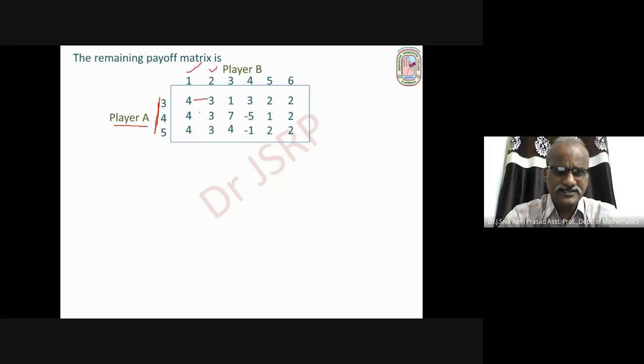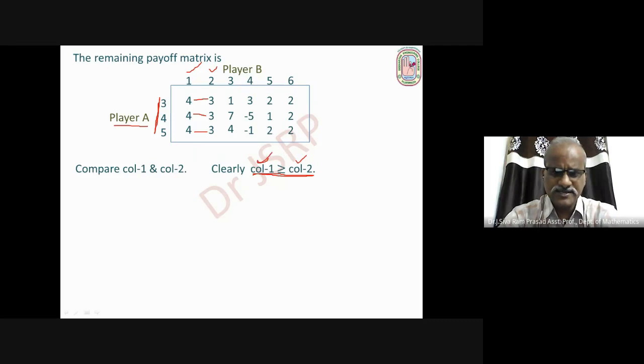So 4 greater than 3, here 4 greater than 3, here 4 greater than 3. First compare column 1 and column 2. So clearly column 1 is greater than or equal to column 2. In columns we take the column on the higher side of the inequality. So this is the higher side of the inequality, this is the lower side of the inequality.